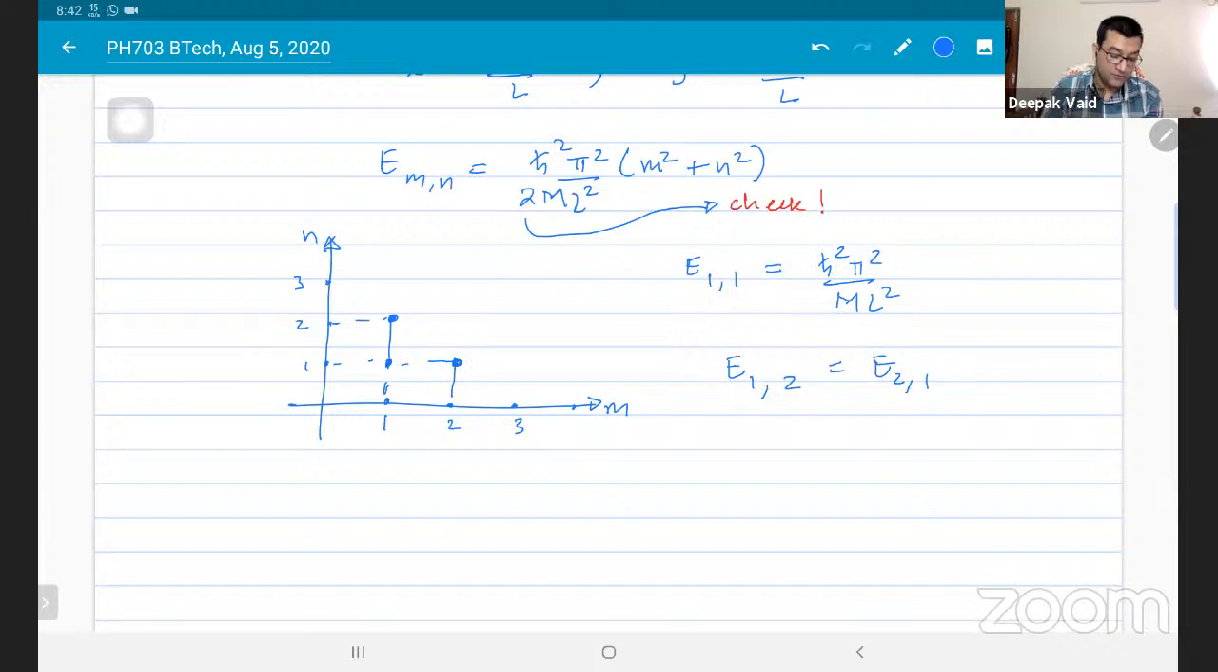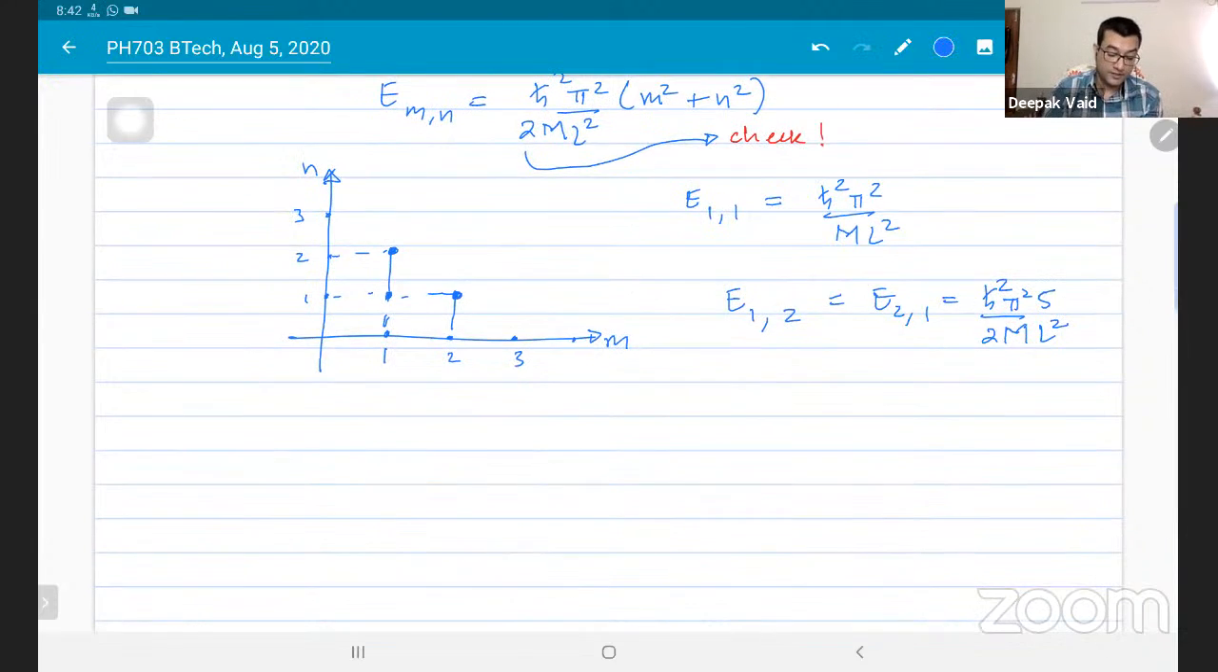So you have E12 and E21. Now the thing is that both of these are different states. These are not the same state, right? But they have the same energy. So that energy is pi square, 4 plus 1 will be 5 by 2 capital M L square, right? Then the next state will be E22. E22 again, there's only one state.